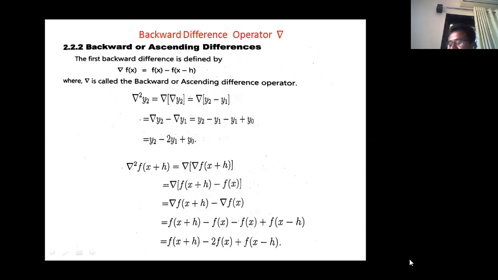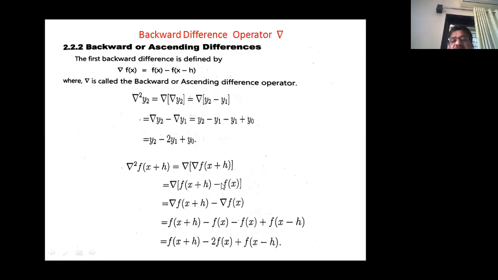It is x. How can we obtain the previous point? By subtracting h, so x plus h minus h is x. And how can we obtain the next point? By adding h. The next point of x plus h is x plus 2h, then the point is x plus 3h. By adding h, we have the next point, and by subtracting h, we have the previous point. So this del f of x plus h is what?